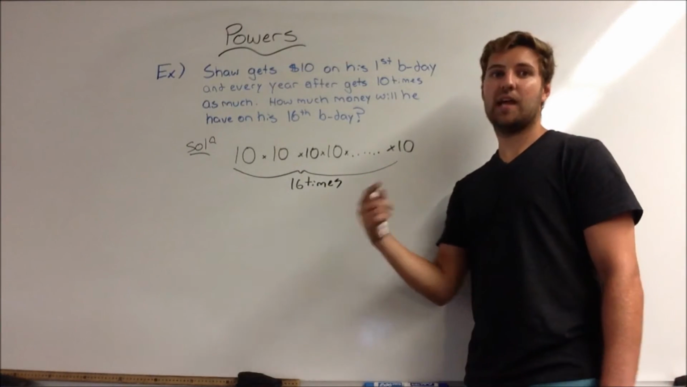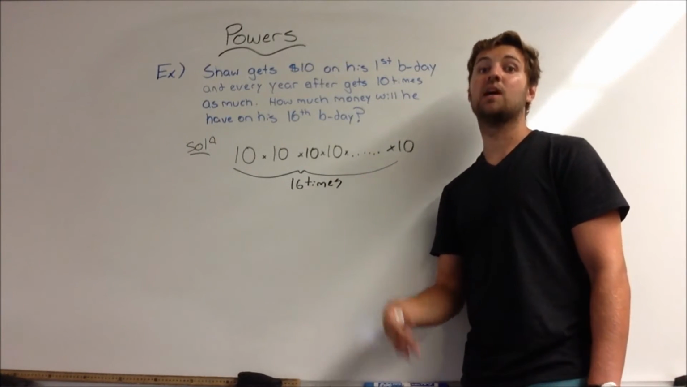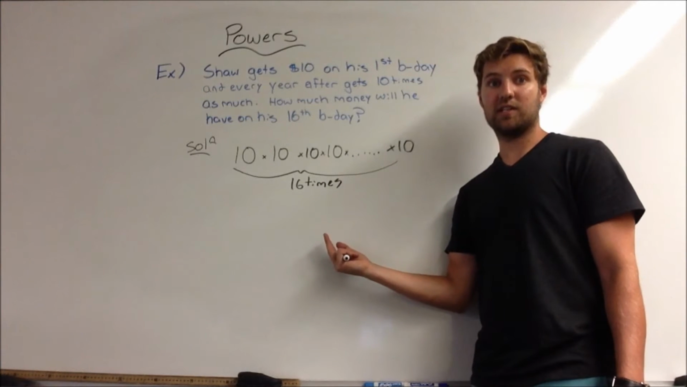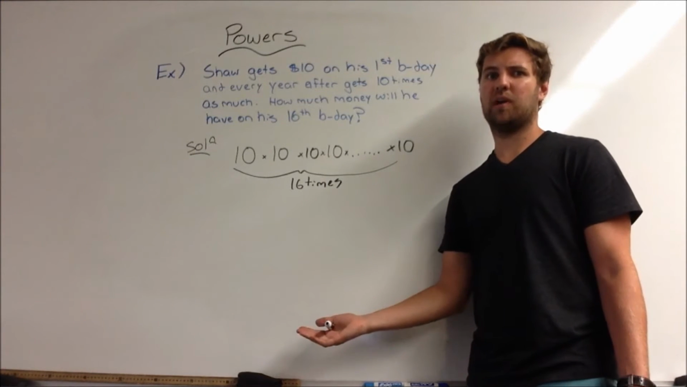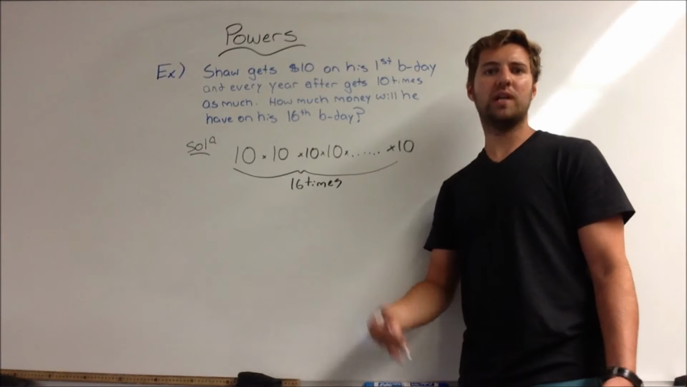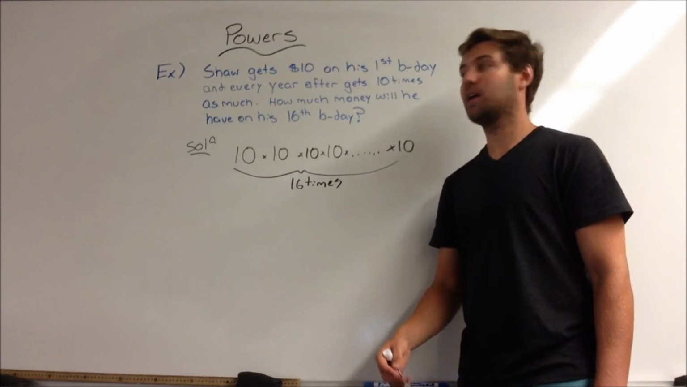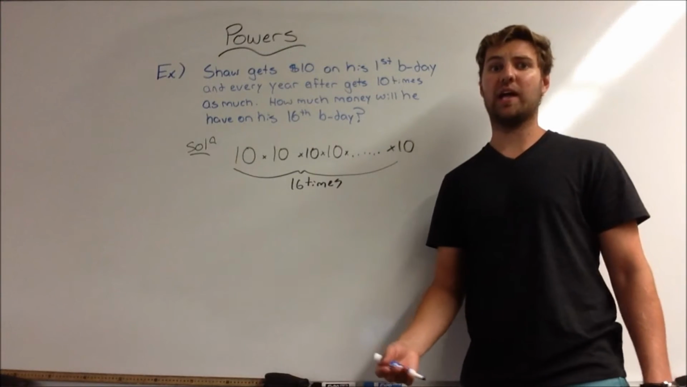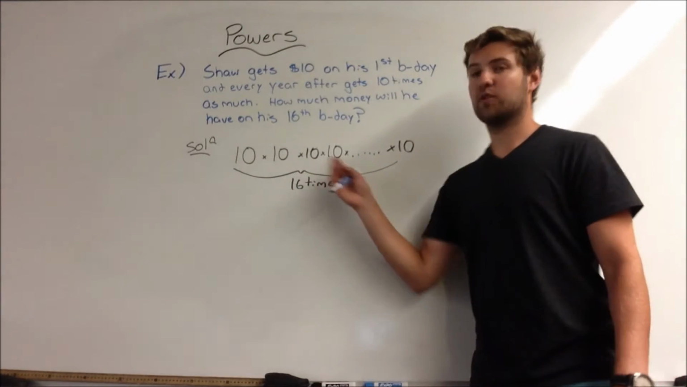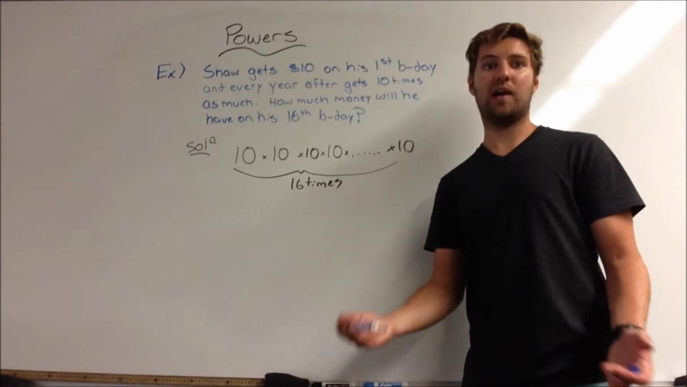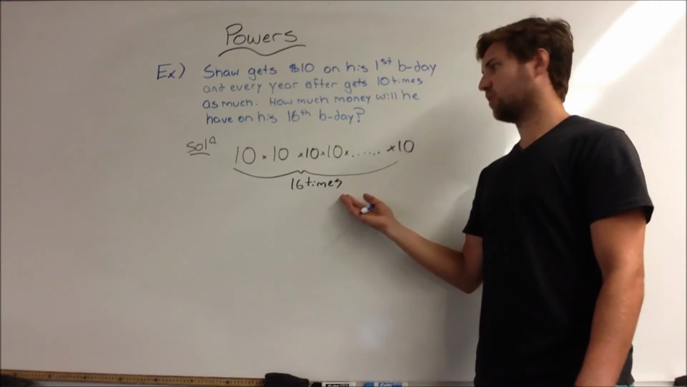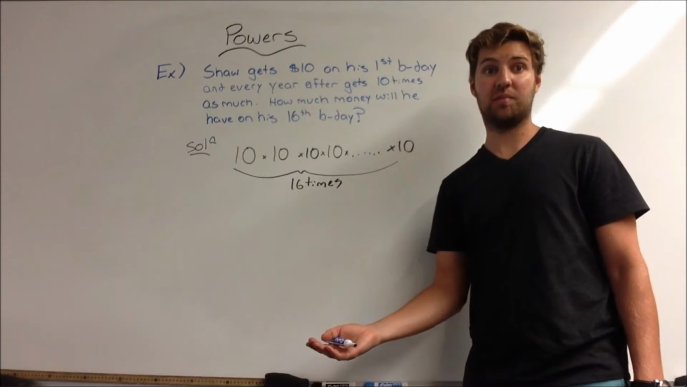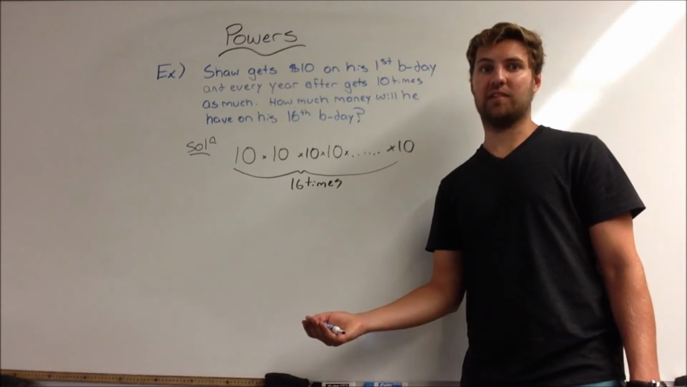And you see, I'm lazy. I don't want to write 10 times 10 times 10 times 10 times 10 times 10, 16 different times. It's annoying. Why would we want to have to write that? We wish there would be an easier way to write that. And that's where these things called powers come in. We'd like a way of writing repeated multiplication where we don't have to write it that many times. Because this is only 16 times. What if we wanted Shaw's 85th birthday? Do we want to have to write 85 tens?